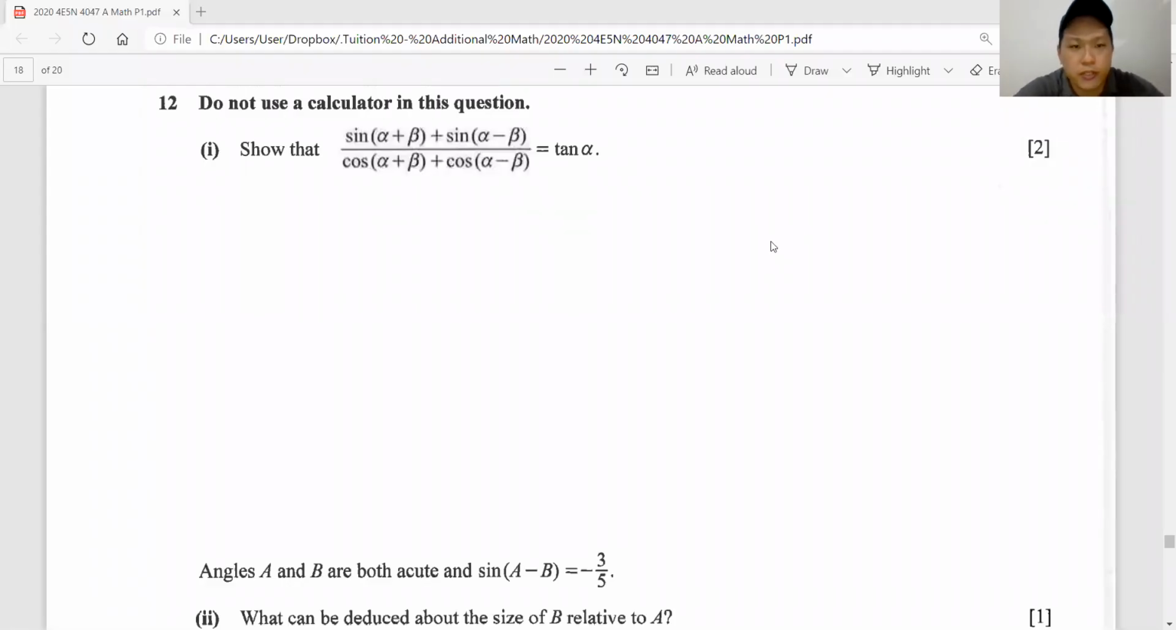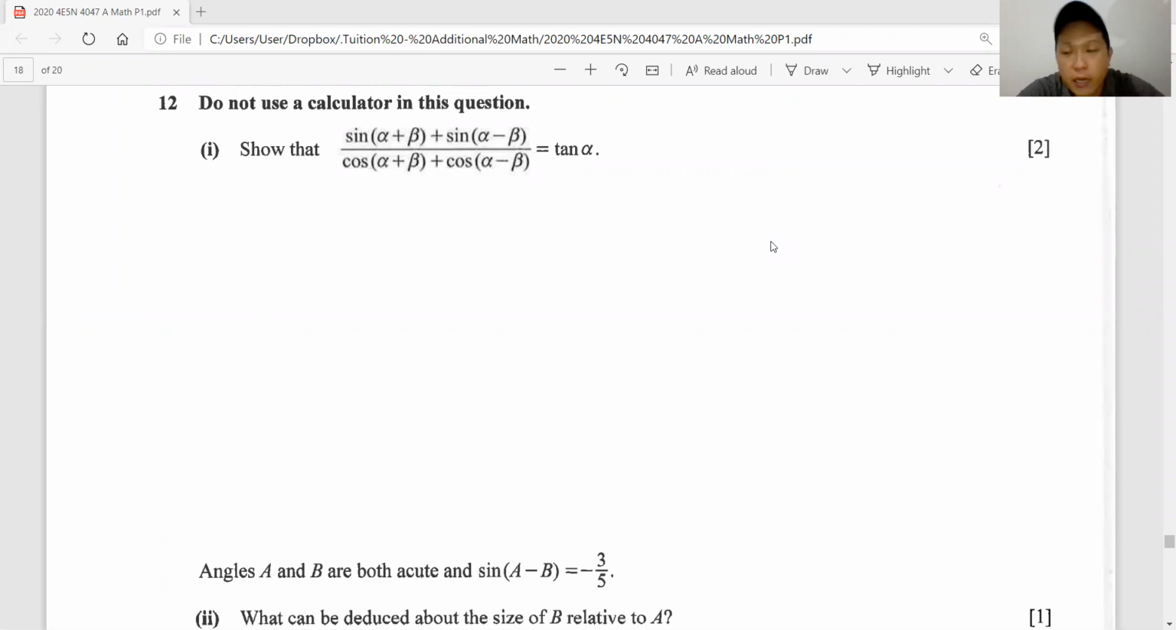So today is the O-level A Math Paper 1. Some of my students have been complaining that the last question, the trigonometry question, is pretty difficult, and so requesting for some help. I'm just doing the last question, which is this one, the trigonometry question.